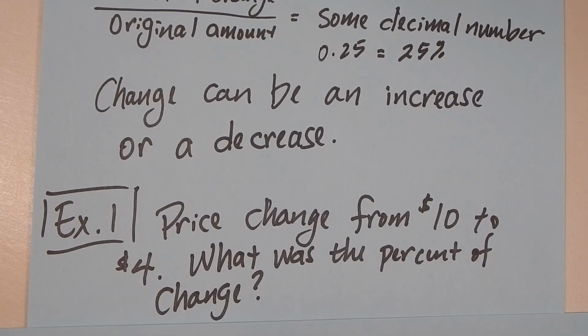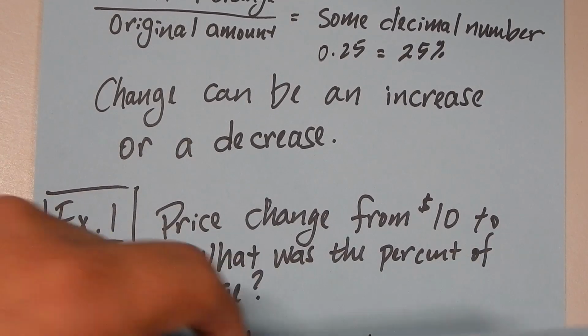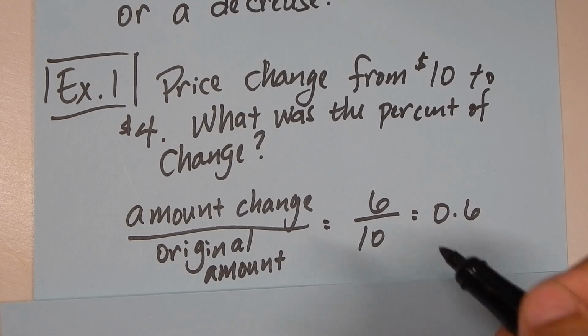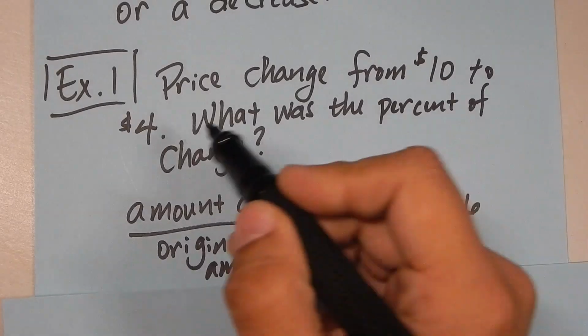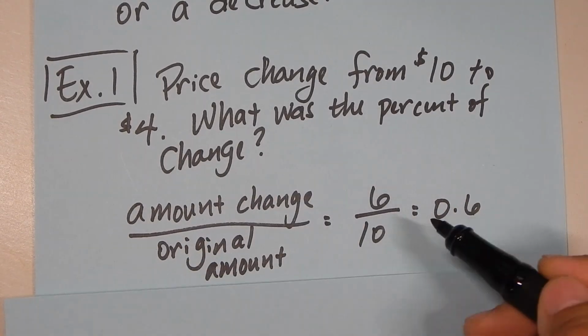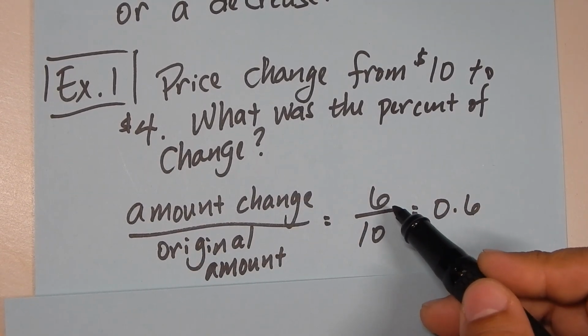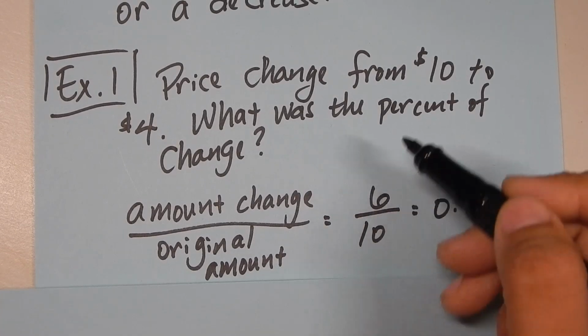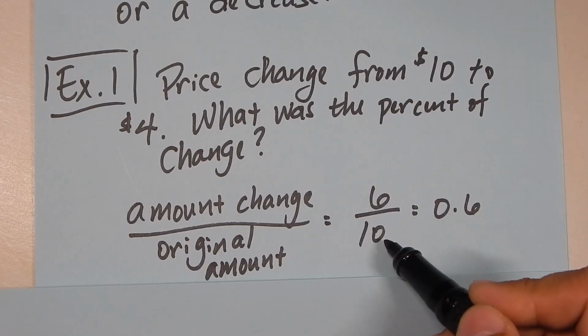We have a price change from $10 to $4. And it says, what is the percent of change? So if we look at this, we have the amount of change, which in this case is $6. So from 10 to 4, the amount that it changed was $6. The original amount, the amount where you started, was $10. So 6 divided by 10.